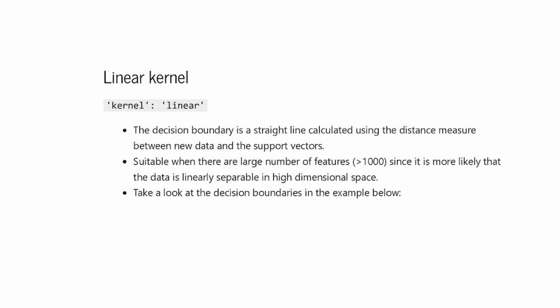The first kernel that we are going to talk about is the linear kernel. Linear kernel, as the name suggests, is used when the data is linearly separable. It means that data can be separated using a single line. It is one of the most common kernels to be used. It is mostly used when there are a large number of features in a dataset. Linear kernel is often used for text classification purposes. Training with a linear kernel is usually faster. We will see the decision boundary for the linear kernel in the next slide.